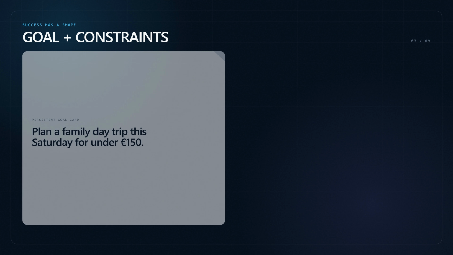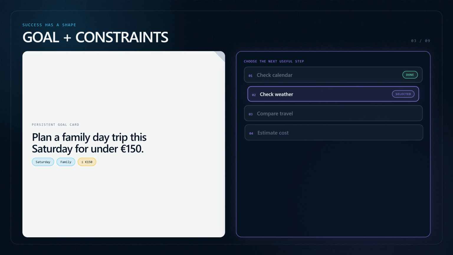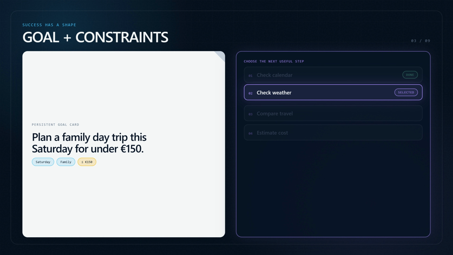Our goal is simple. Plan a family day trip this Saturday for less than 150 euros. Saturday, family-friendly, and within budget. Some agents create a plan first, others choose one step at a time. Here, the sensible first move is not to write an itinerary. It is to check the facts that could change the plan.